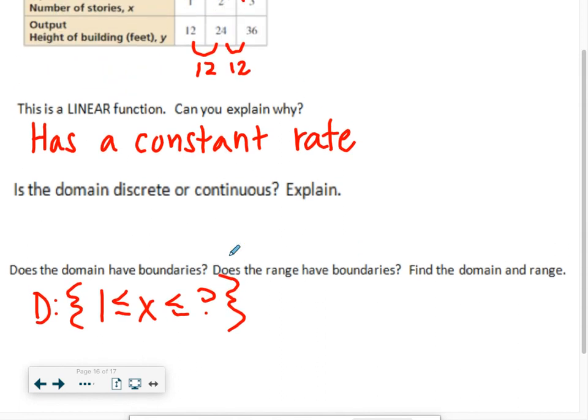And now for the range, what's the minimum our range can be? What's the lowest our range can be? 12. If I have 1 story, how tall is my building? 12 feet. And then do we know the maximum? No. I'll look that up when you guys are working.